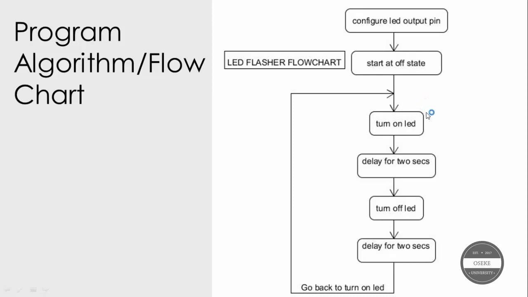The next thing is, this flowchart goes from top to down. So the next step is to turn on the LED. There is code to do this, but we're not focusing on the code for now. We're just focusing on what is happening. So it turns on the LED. After that, it delays for 2 seconds for us to see that the LED has come on.